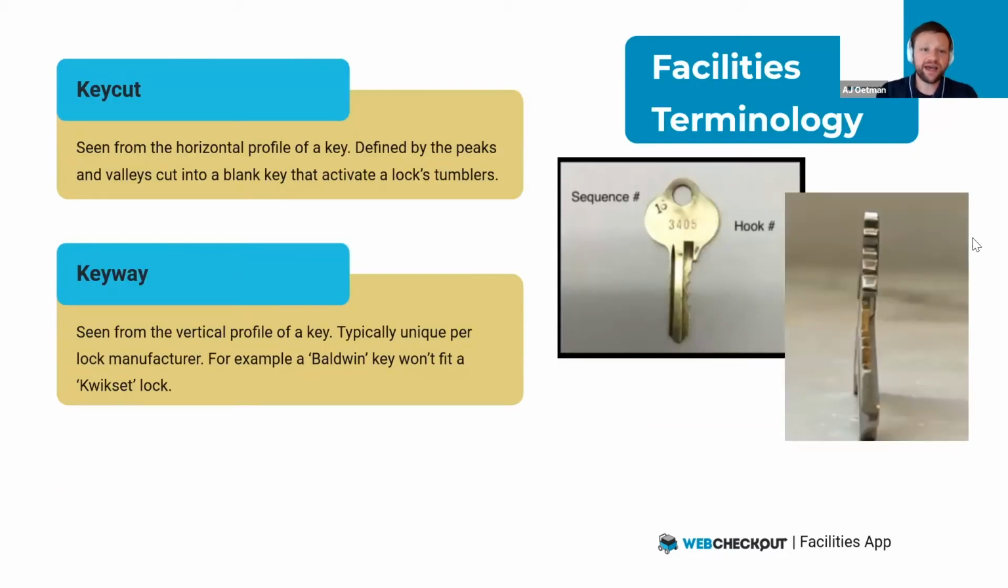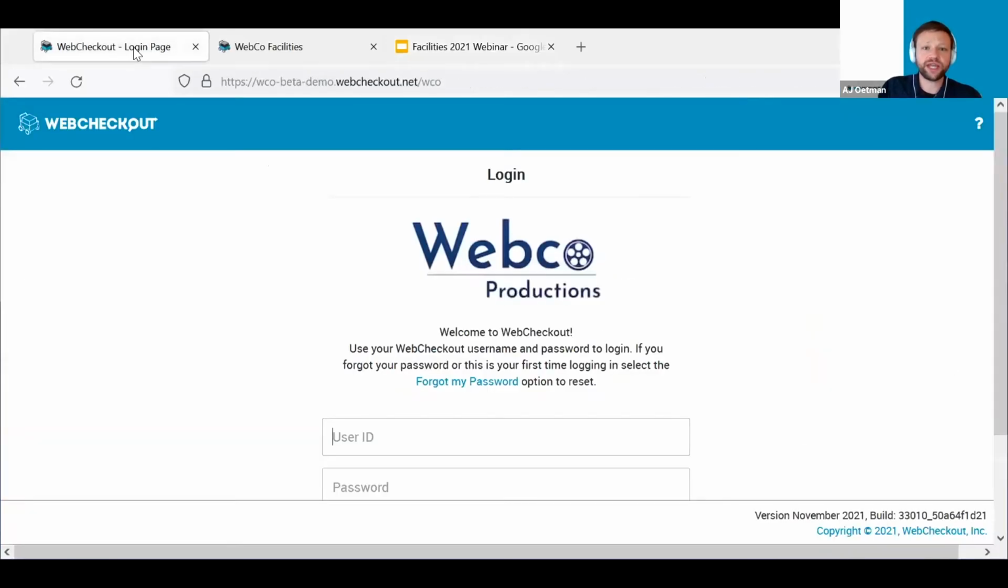Next, we have key cut. This is seen from the horizontal profile of a key. It's defined by the peaks and valleys cut into a blank key that activate a lock's tumblers. Key way can be seen from the vertical profile of a key, typically unique per lock manufacturer. For example, a Baldwin key will not fit a quick-set lock. All right, great. Well, now that we've gone over a few key definitions, I'm going to navigate into WebCheckout.